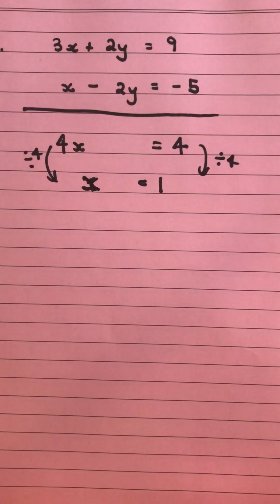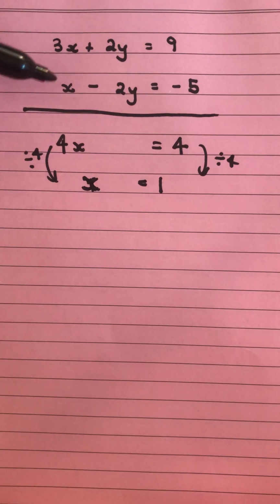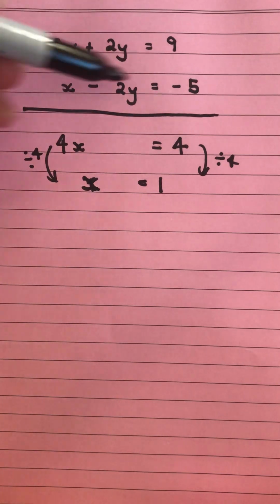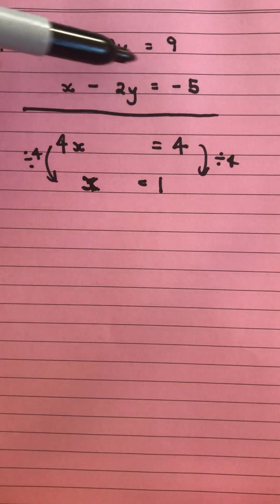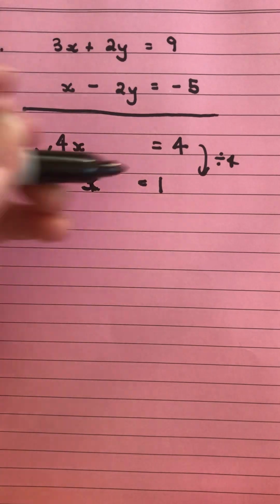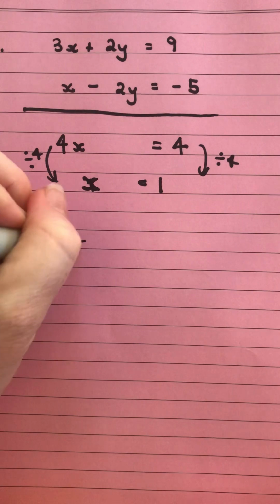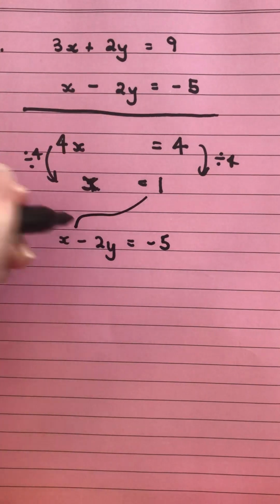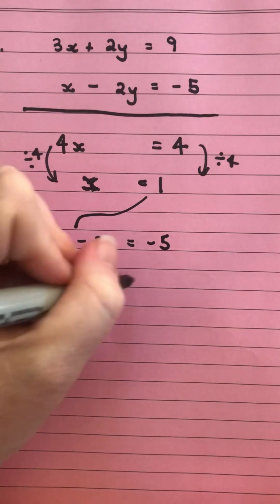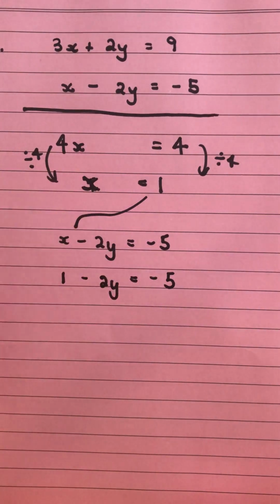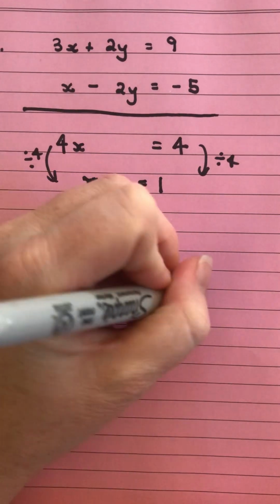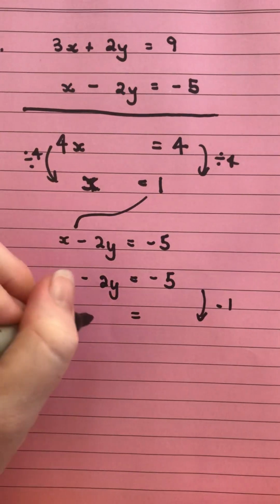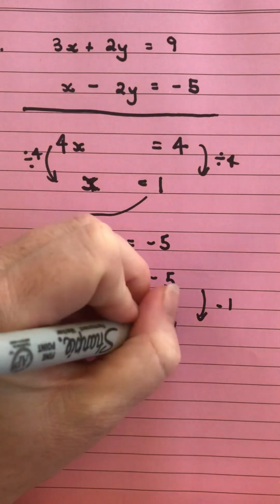Then we need to substitute that back into one of the equations, it doesn't matter which one, to work out what the y is. I'm going to choose this one just because we've got only the one x there. So I've got x take 2y equals negative 5. So I'm going to put that x equals 1 in. 1 take 2y equals negative 5. Then I'm going to take 1 from both sides. So I get minus 2y is equal to minus 6.